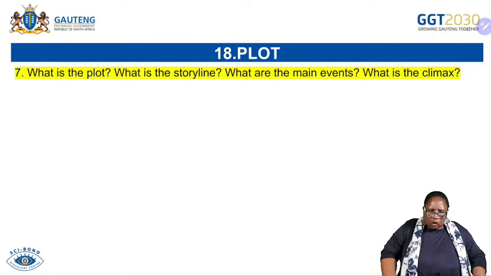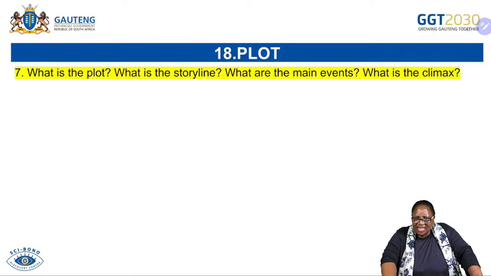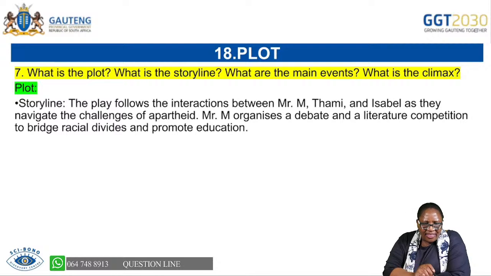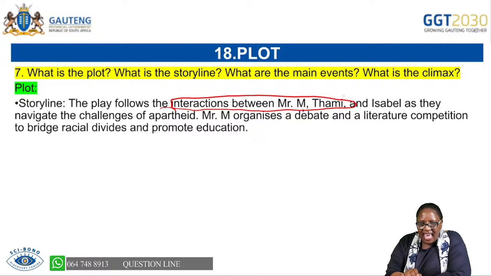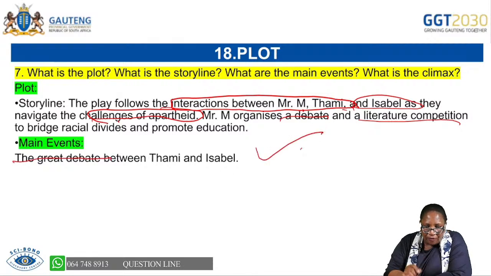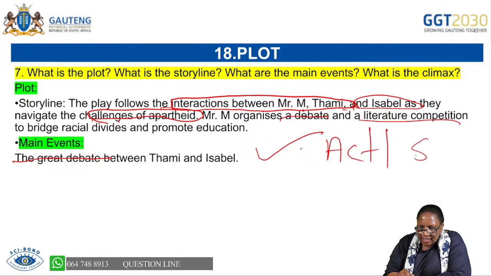What is the plot? What is the storyline? What are the main events? What is the climax that you have answered? Let's see. The play follows the interactions between who? Mr. M, Tammy, and Isabel as they navigate the challenges of apartheid. Mr. M organizes what? A debate as well as a literature quiz. And then the main events. We have the great debate between Tammy and Isabel that you find where? In Act 1, Scene 1.